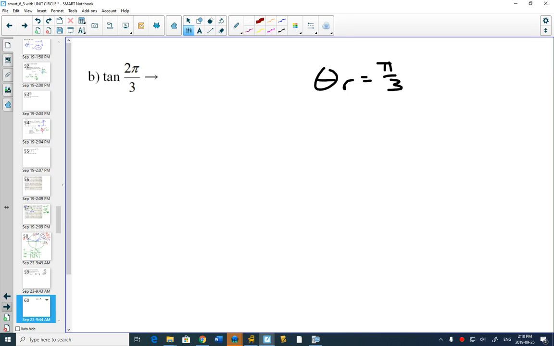What quadrant is 2 pi over 3 in? It's in quadrant 2. So if I know that tan of pi over 3 is root 3, but it's in quadrant 2 where tan is negative, tan of 2 pi over 3 will be negative root 3.